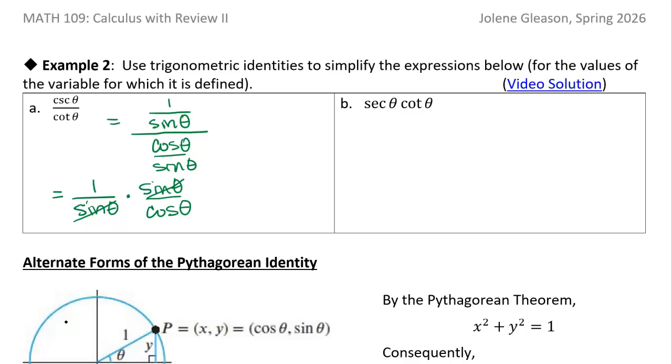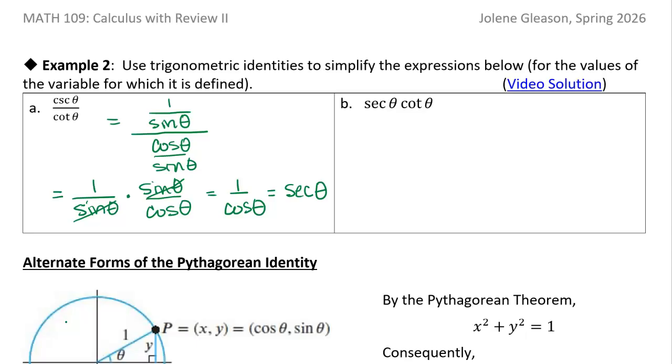And so what am I left with? I'm left with just 1 over cosine of theta, and 1 over cosine of theta can be written as secant of theta. So we can reduce that whole expression down to just secant of theta. In these types of problems, the best thing is just to write everything in terms of sine and cosine, and then you just manipulate it algebraically.